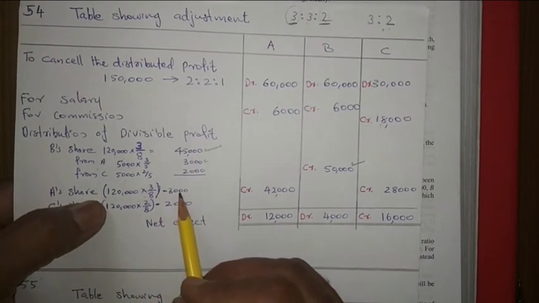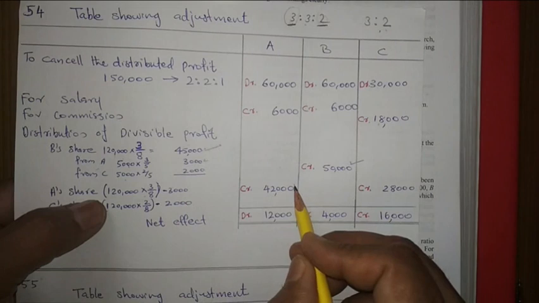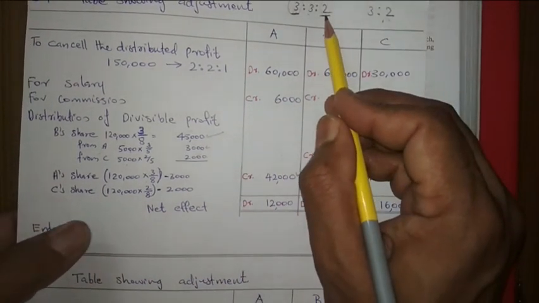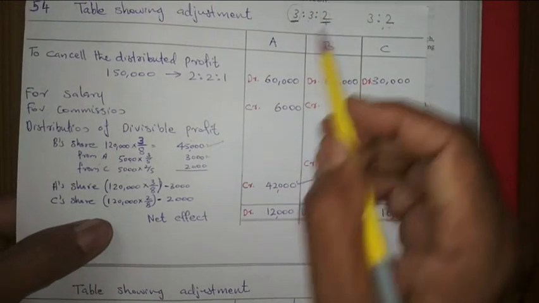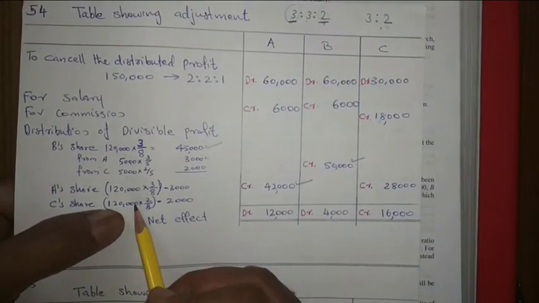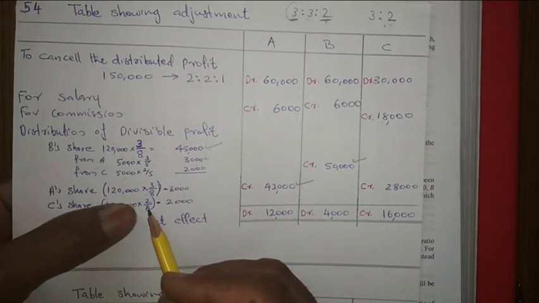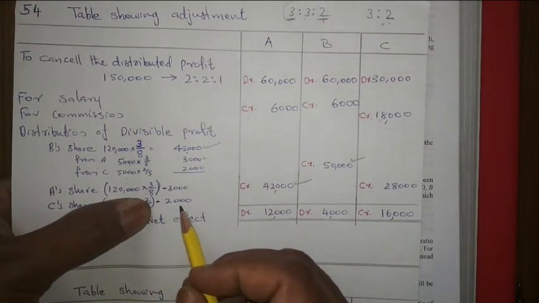From 45 we deducted 3, then this 42 is coming. Now for C, C's share is 2/8. So 2/8 of this divisible profit 1,20,000 is coming to 30,000. You just calculate, it is coming 30,000. From 30,000 this 2,000 we deducted.